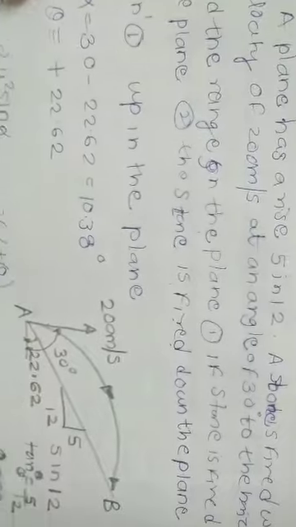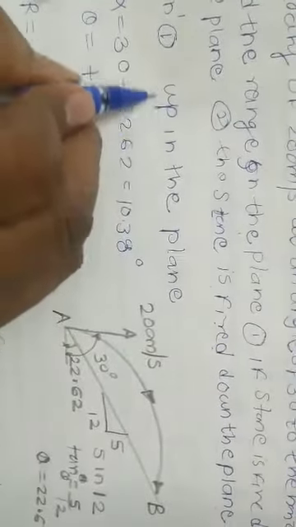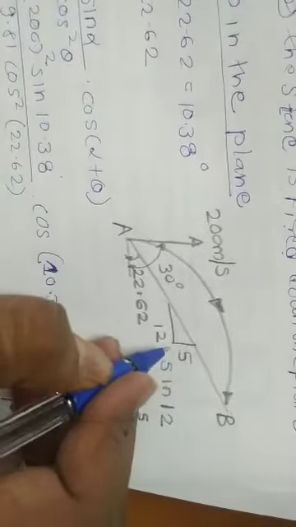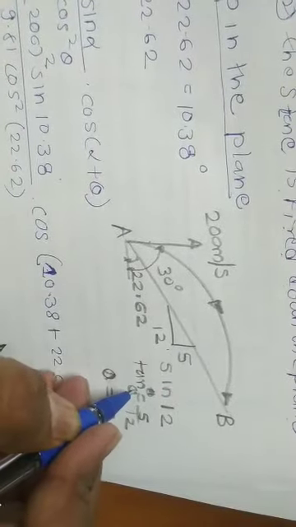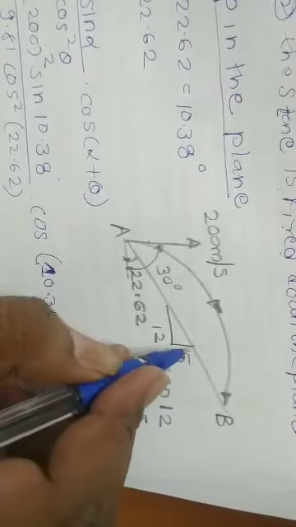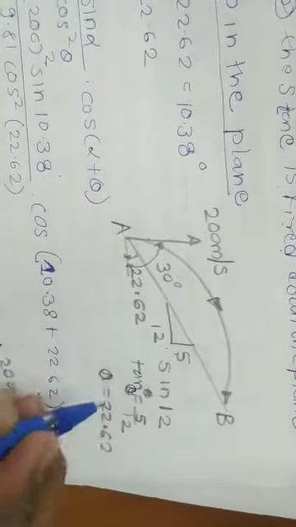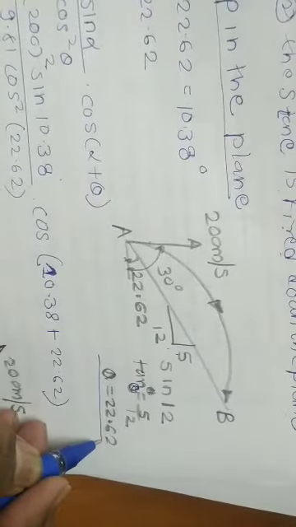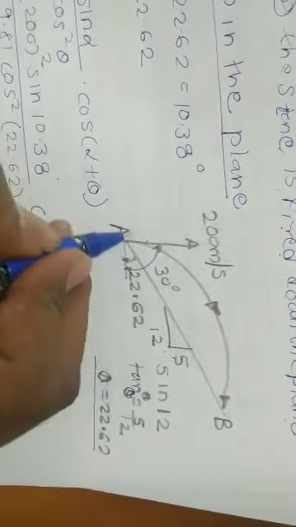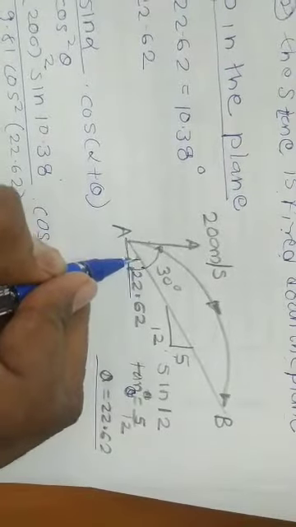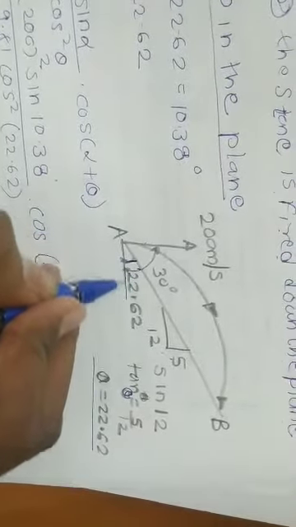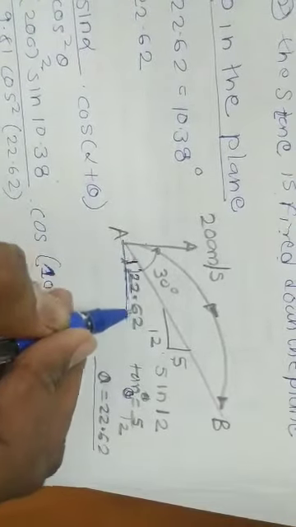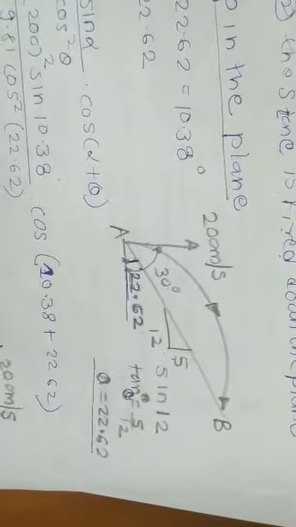the plane. So we'll consider first the case when the stone is fired up the plane. The slope is given in the problem as 5 by 12. We'll convert it into degrees using the tan relation. Tan theta is equal to opposite 5 over adjacent 12. So we'll get the angle of the plane as 22.62 degree. This angle we will obtain as 22.62.